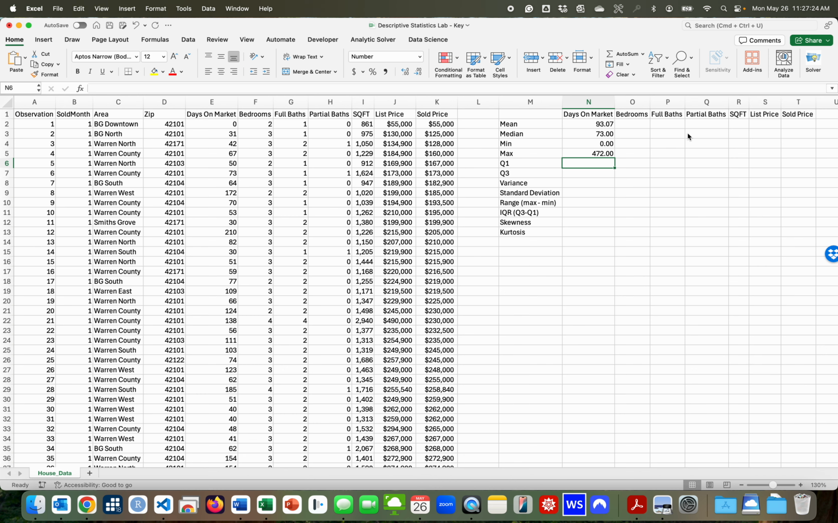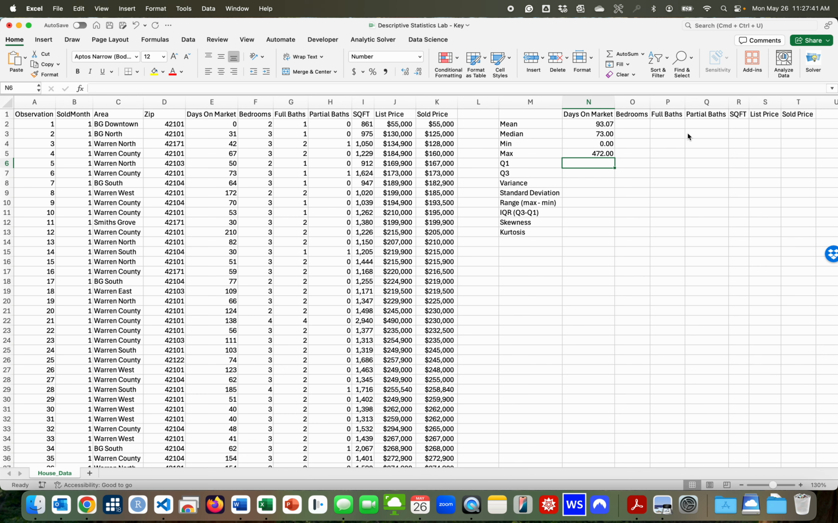So the longest was 472 days, so over a year. It's like a year and 100 days, like a year and a third, almost a year and a quarter for the longest time on market.